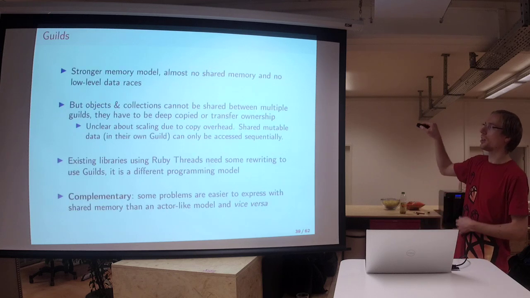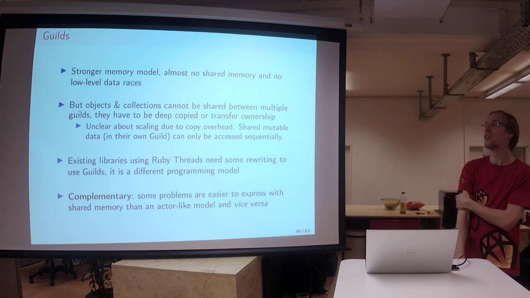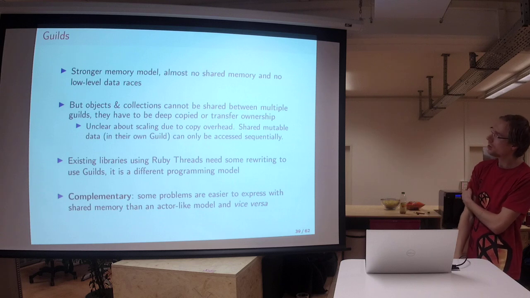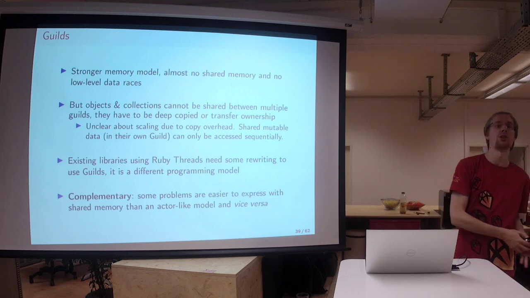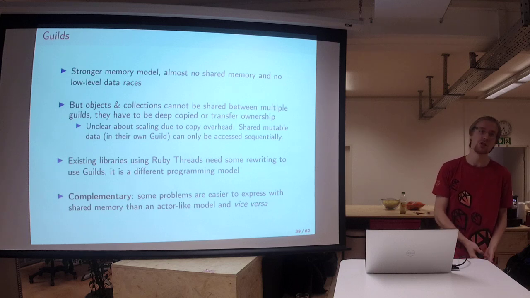So yeah, let's expand a bit on guilds. That's a new concurrency model for Ruby 3. The advantage of this is there's a stronger memory model, so the semantics are simpler. There are no low-level races because there's no shared memory.